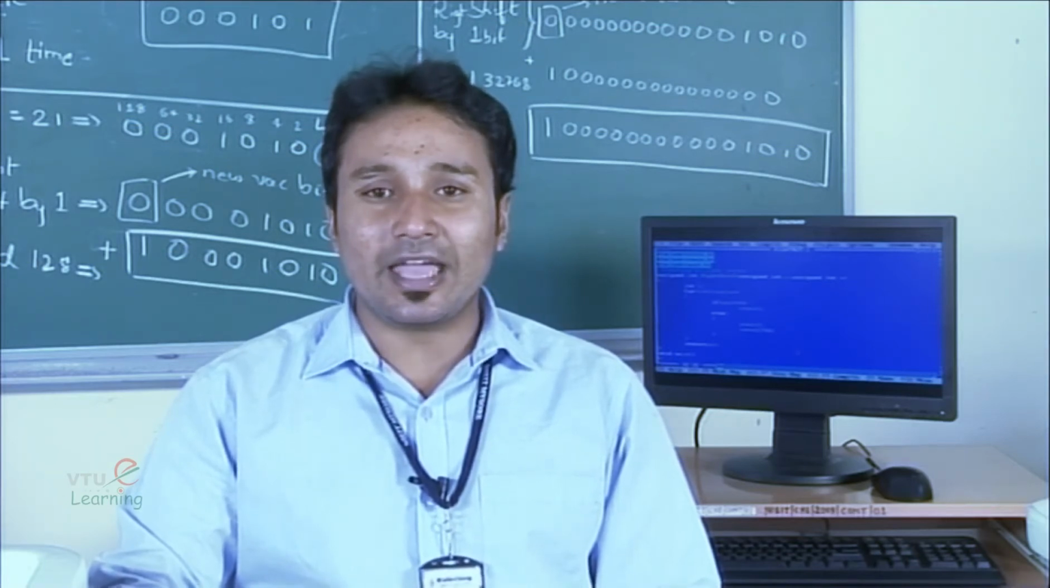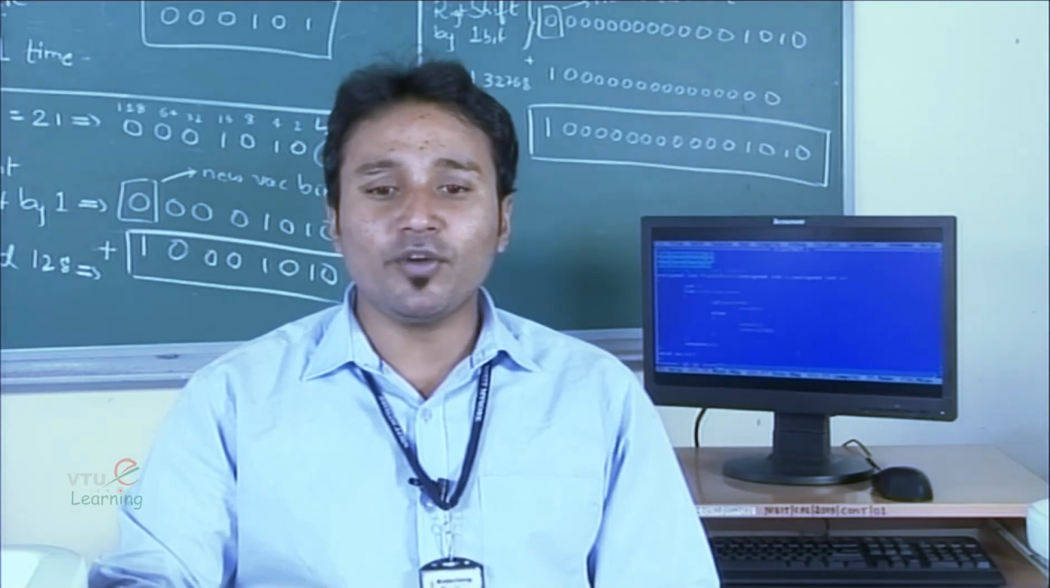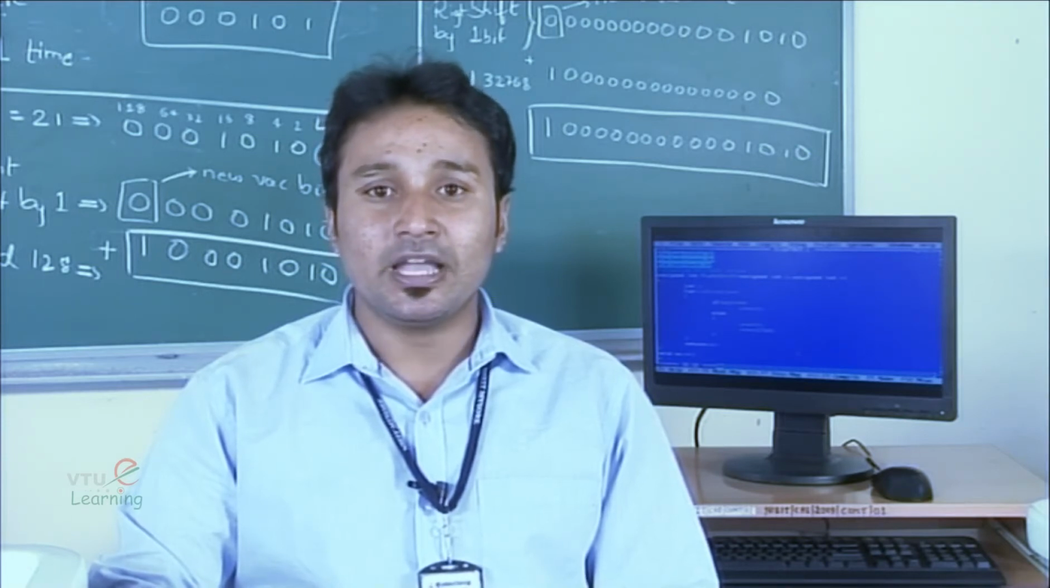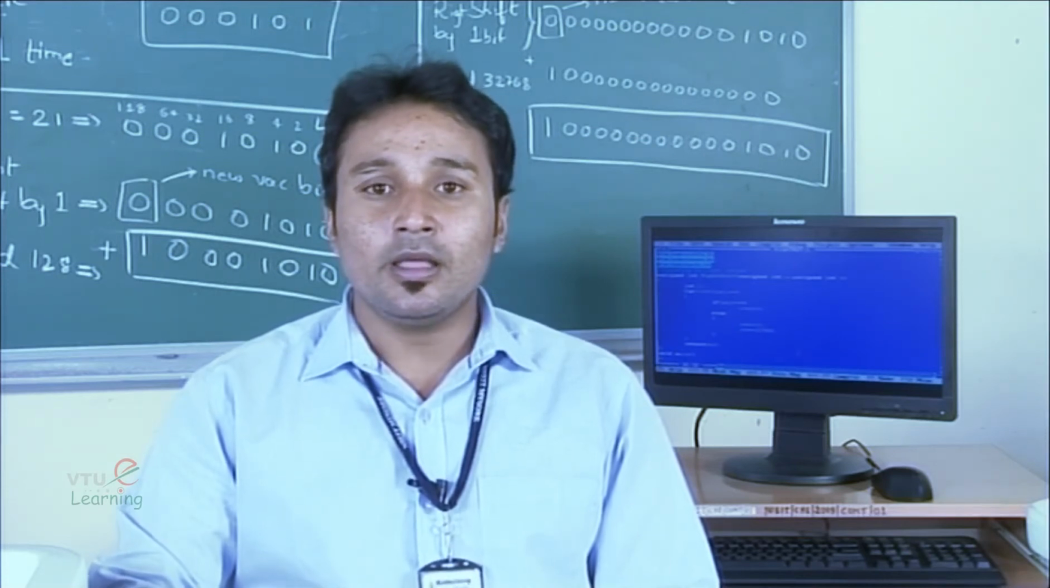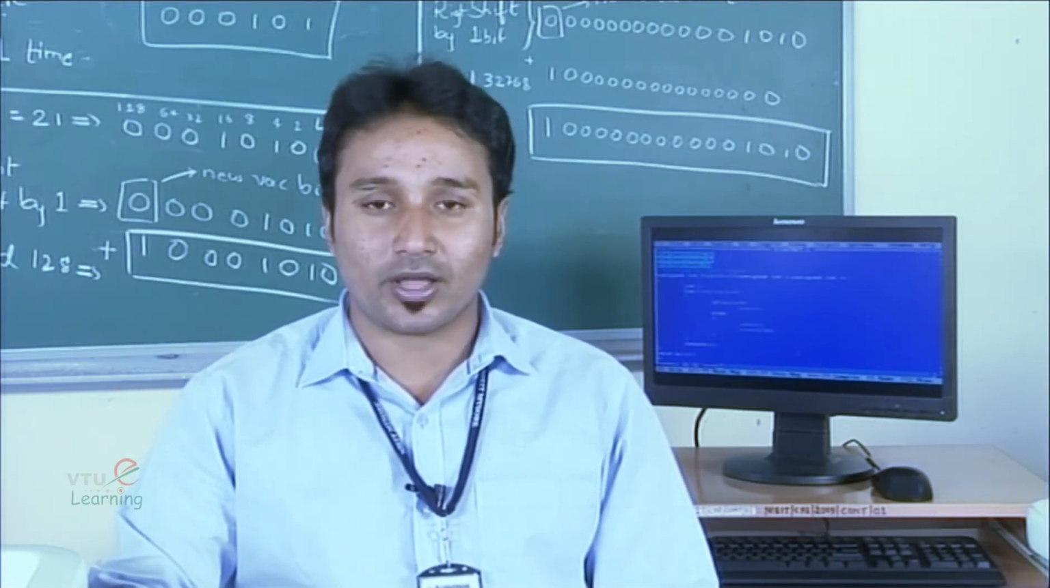Now, the inputs for this program are x, whose value is 16 bits in length, and also the value of n. The output for this program is the right rotated value of x by n bits, and also we need to display the rotated value on the output screen. Before moving into the actual program, now let us discuss the logic behind this program.